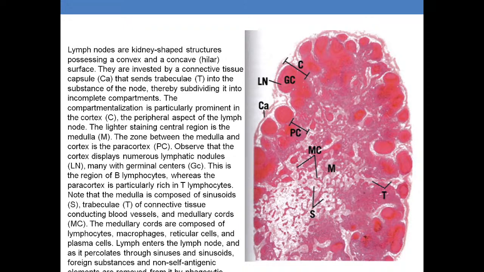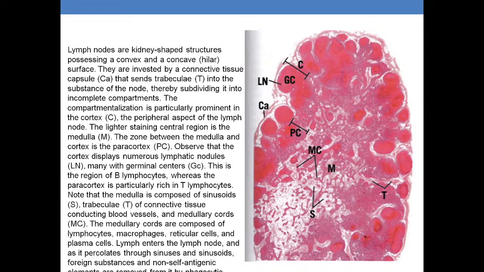Lymph nodes are kidney-shaped structures possessing a convex and concave surface. They are invested by a connective tissue capsule that sends trabeculae into the substance of the node, thereby subdividing it into incomplete compartments. The compartmentalization is particularly prominent in the cortex, the peripheral aspect of the lymph node. The lightest staining center region is the medulla.